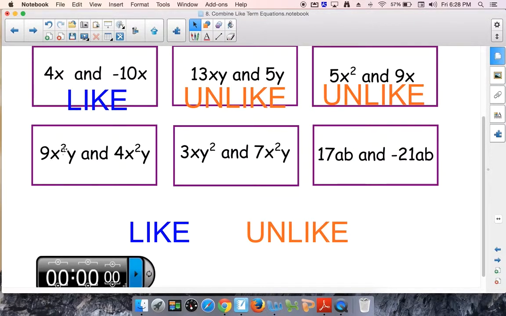In this one, 9x squared y, 4x squared y. The coefficient 9 and 4 does not matter. The variables are exactly the same, so that would be a like term. In this case, we have 3xy squared and 7x squared y. Because the powers or the exponents are different, it's an unlike term. And lastly, 17ab and a negative 21ab. AB's are the same, so those can go together. Those are like terms.